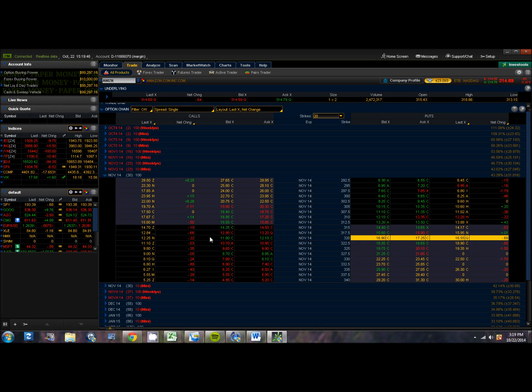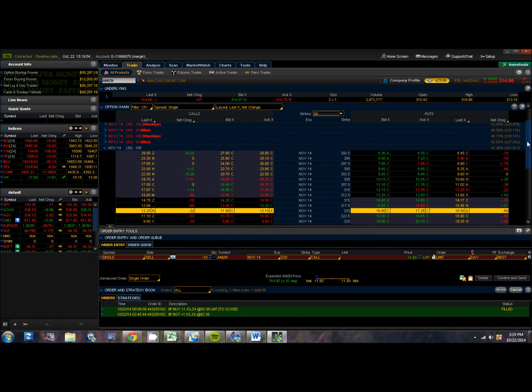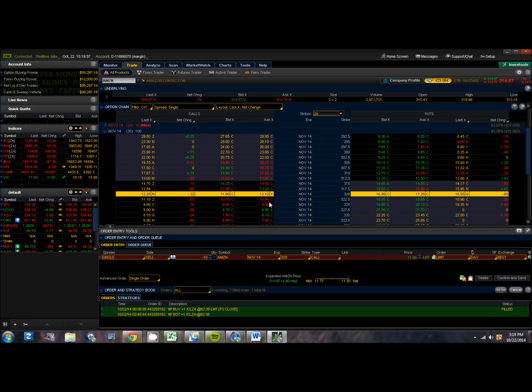And so we want to be on the call side, which is over here. So I want to sell this 320 call for $11.80. So boom, I click on the sell. So now what I would like to do is combine that with this 325 call that I want to buy.